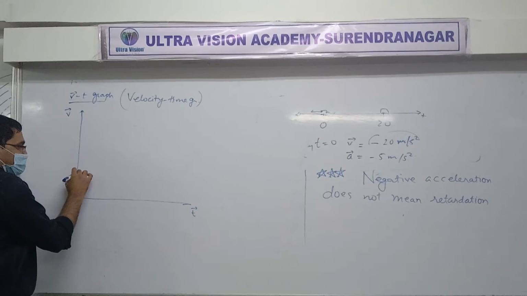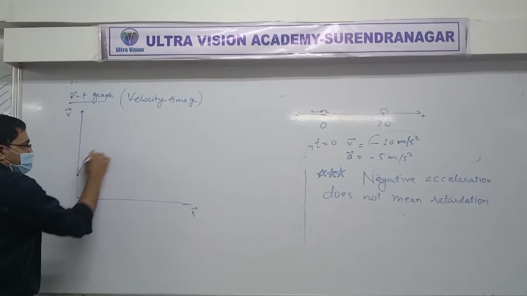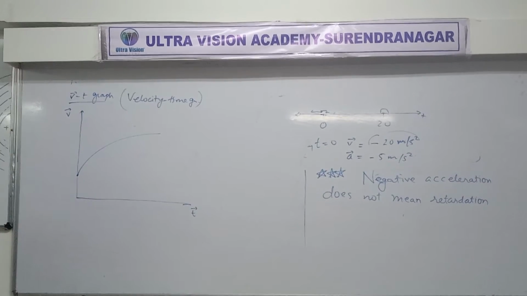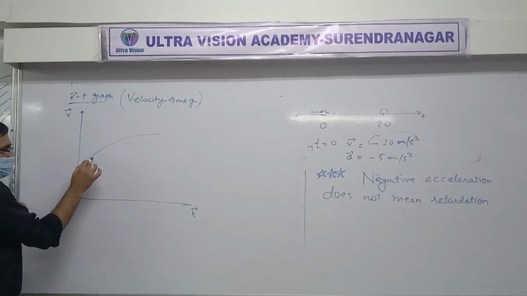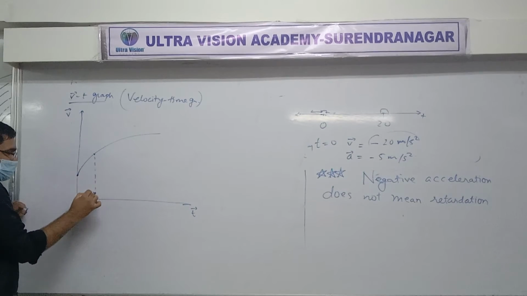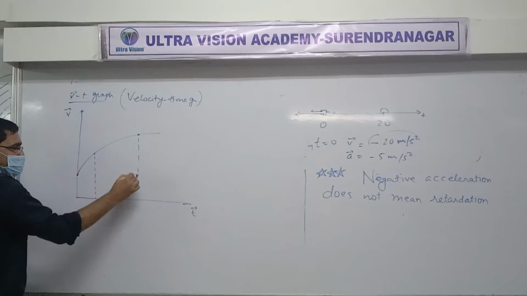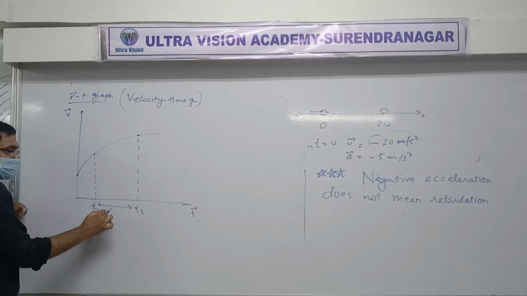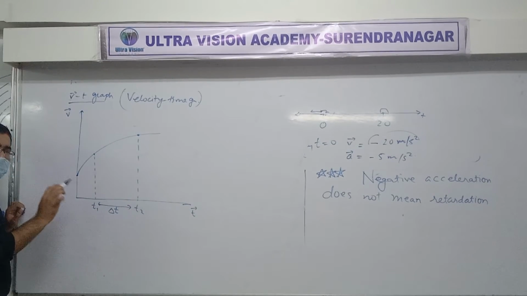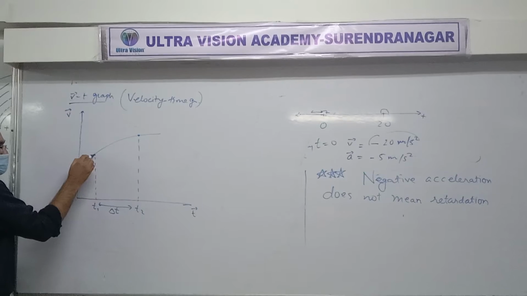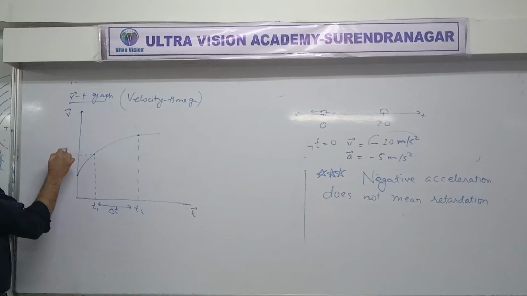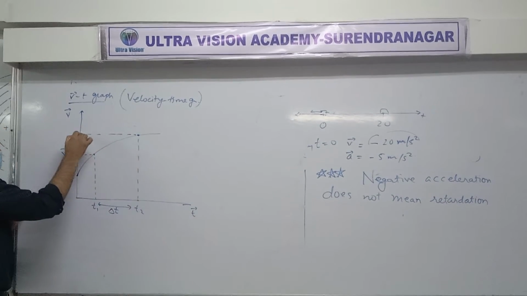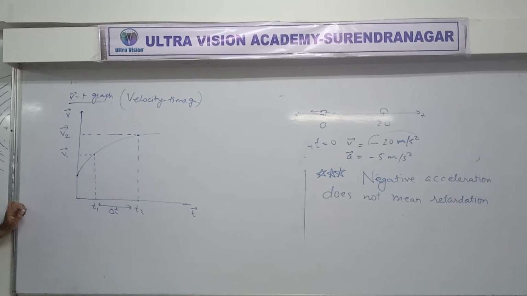So first of all, suppose the VT graph is like this. What we are going to learn is applicable for all shapes of graph. This is one type. And I want to find the average acceleration between T1 and T2. So this is an interval, this is delta T. Suppose at this time T1 the velocity is v1, because it's a VT graph, and at T2 the velocity is v2.